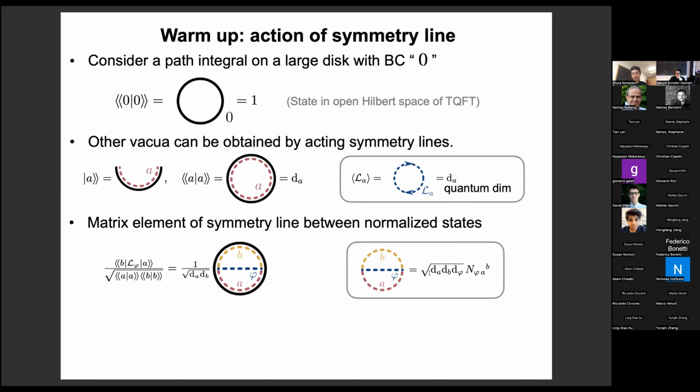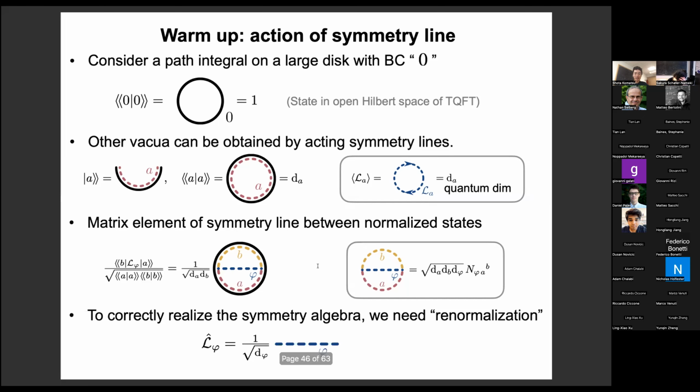And using the identity of the fusion category, you can actually evaluate this network of lines, and you see that up to this fusion coefficient, it gives the square root of d_A, d_B, d_phi. So it doesn't just give you this fusion coefficient, which is the usual action of the symmetry line, but it also gives you the square root of d of phi. So to correctly realize the symmetry algebra, we need to divide this symmetry line by the square root of d of phi to pick up just this piece. So this is the correct symmetry line when you consider this open Hilbert space.